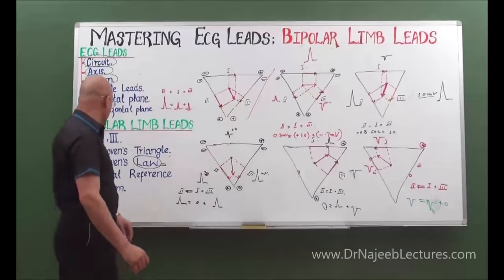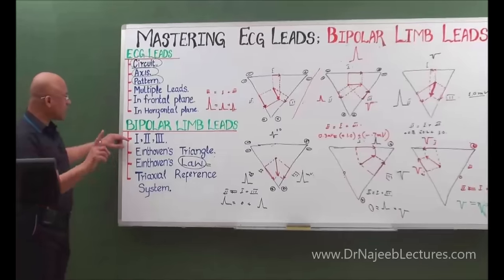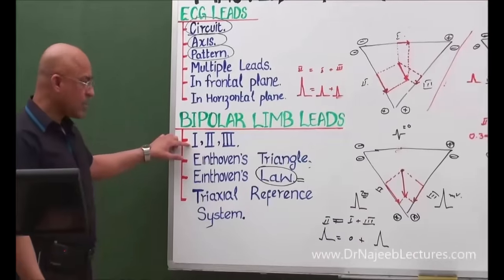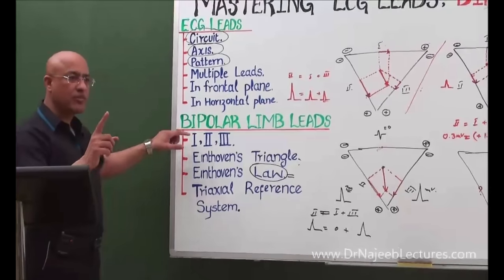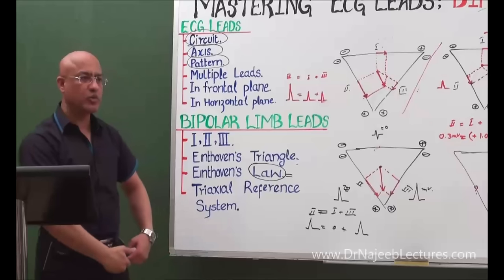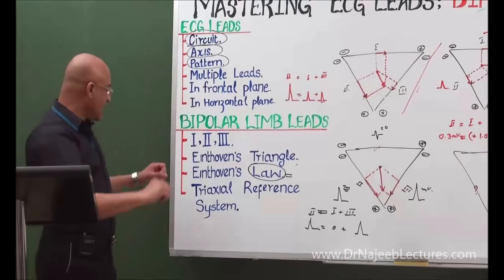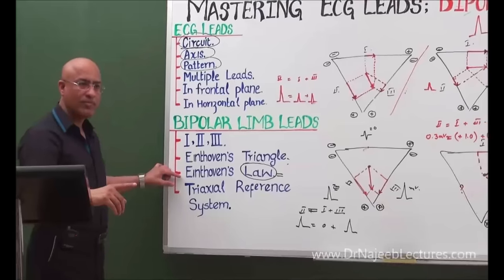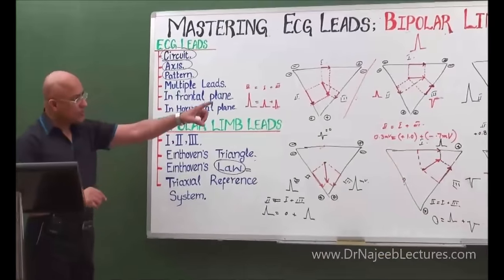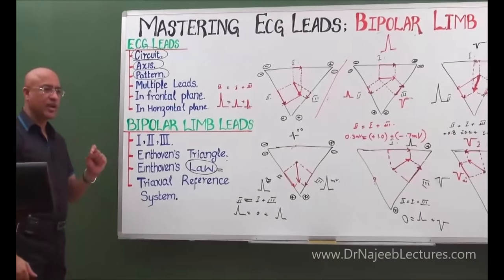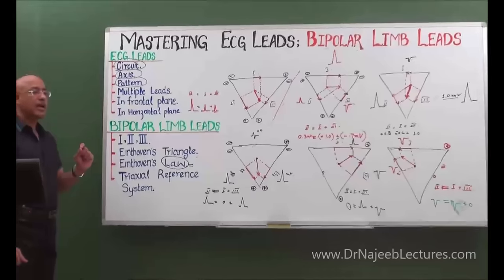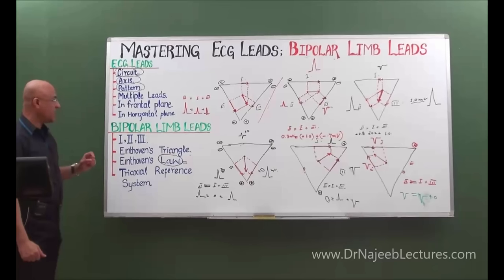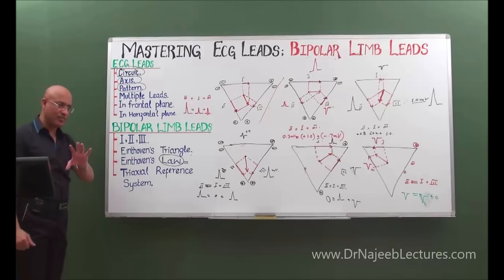Any questions, any confusion? Are you clear how lead number 1, 2 and 3 bipolar limb leads are made? Yes, sir. And you know why a positive electrode is always put either to the left side or down? Yes, sir. You know what Einthoven's triangle is? Yes, sir. You know what Einthoven's law is? Yes, sir. Now, by these diagrams, you know that the electrical vector of the heart can be analyzed along the axis of lead number 1, 2 and 3.